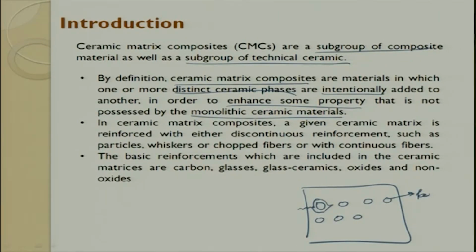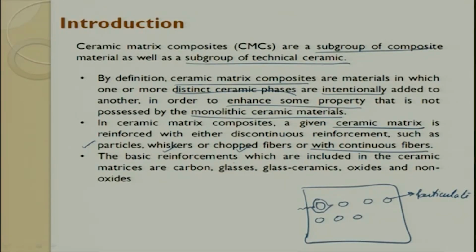So, this is the particulate or particle, whatever it is. What I have done is intentionally added these particulates so that I can enhance the toughness property. That is what we are talking about here. In a ceramic matrix composite, a given ceramic matrix is reinforced either with a discontinuous reinforcement or with a continuous reinforcement. Predominantly what we look forward to is discontinuous. It can be in particulate form, whisker form, or chopped fiber. The continuous fiber is also possible.